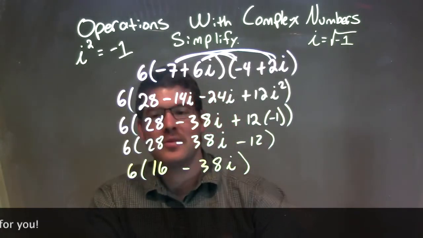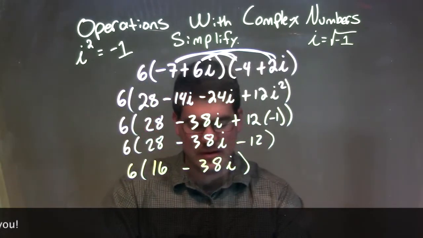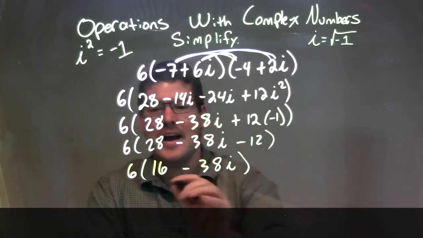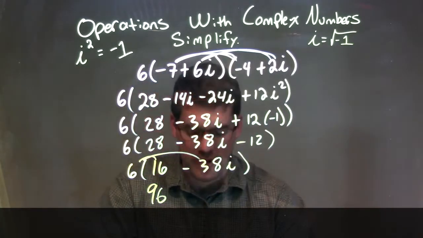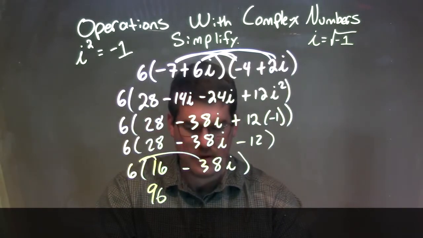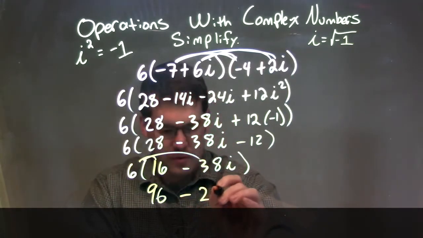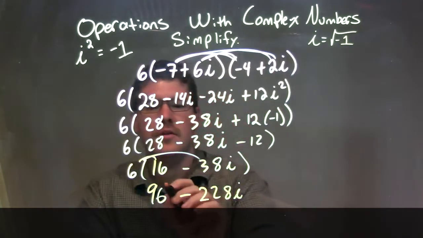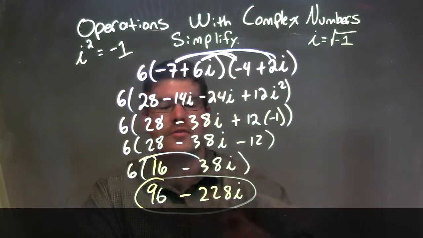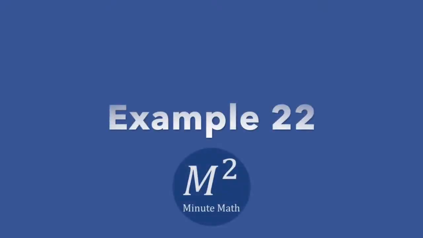So now let's distribute the 6 across. Well, 6 times 16 is 96. And 6 times a negative 38 is a negative, or minus, 228i. So our final answer here is just 96 minus 228i.